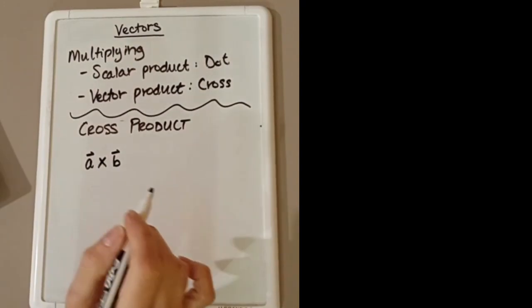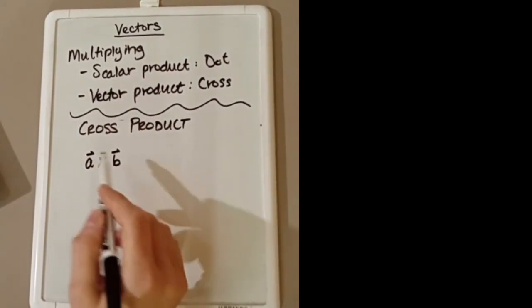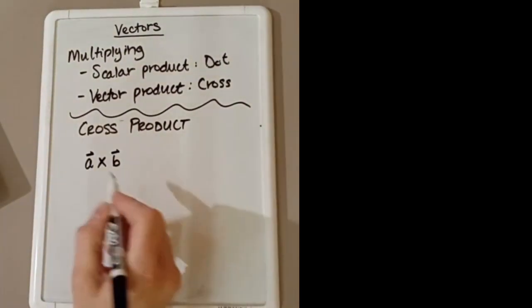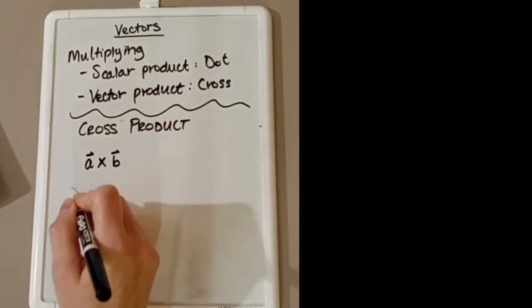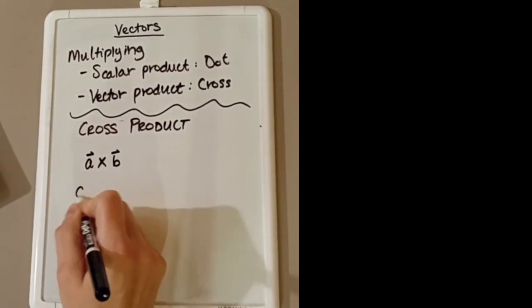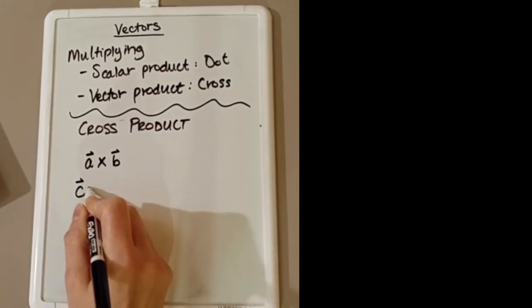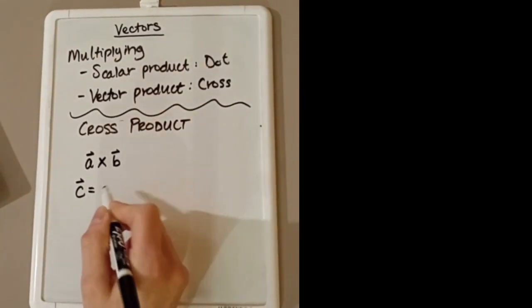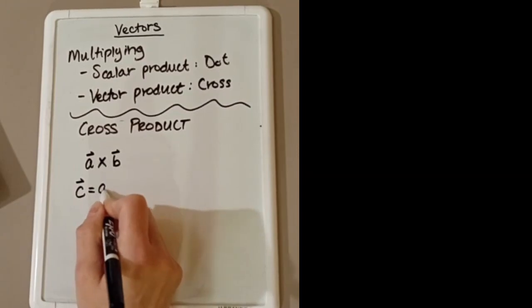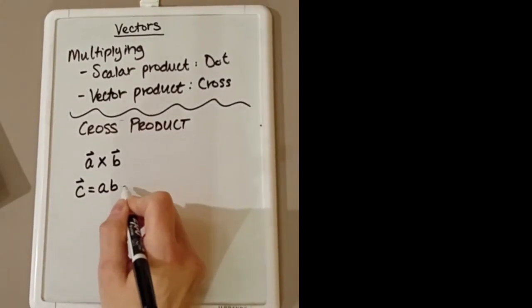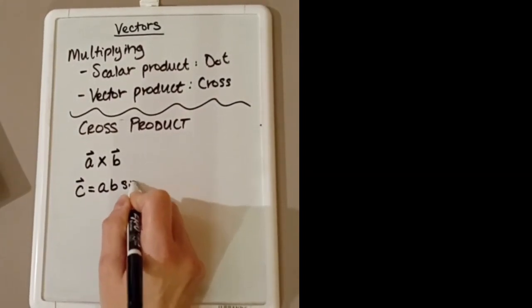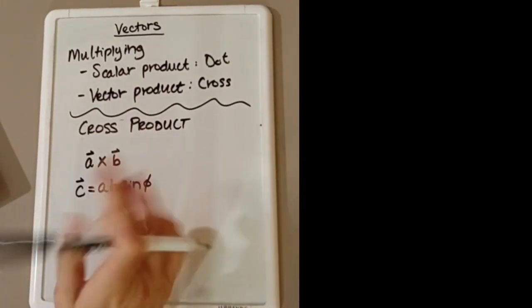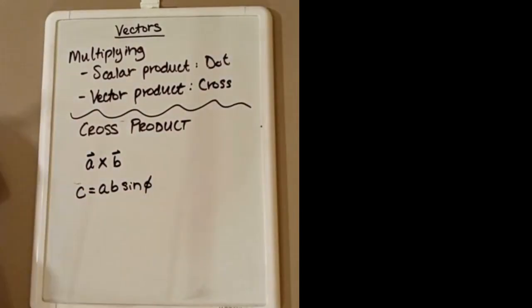Okay, so what we're going to do is say that since the result of this is a vector, we're going to say that this is a vector c, is going to be the magnitude of A, magnitude of B, times the sine of the angle between them. I'm sorry, that's not a vector C. Let me just start this over.